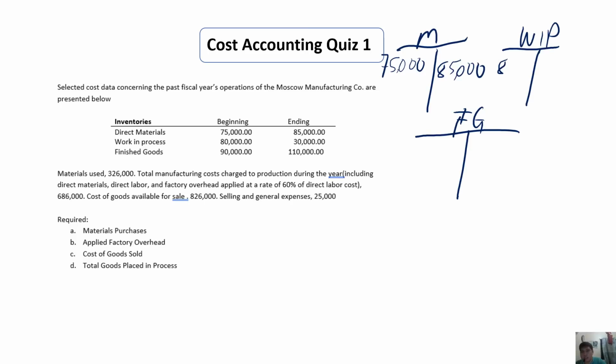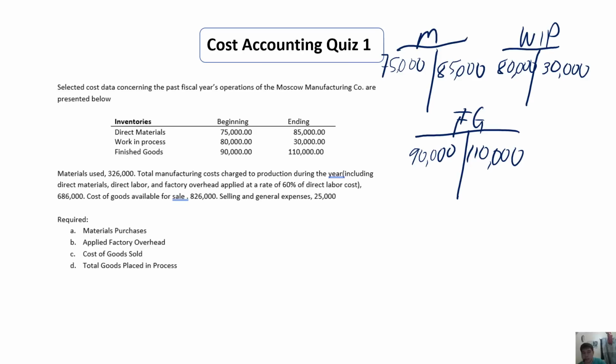Yung work in process, we have 80,000. Tapos yung ating ending work in process, we have 30,000 pesos. Yung finished goods, meron tayong 90,000. Yung ending, 110,000 ng finished goods. So check nyo na yung mga available na data sa ilalim. Sa ilalim, meron na tayong materials used na 326, which is part of the manufacturing cost.